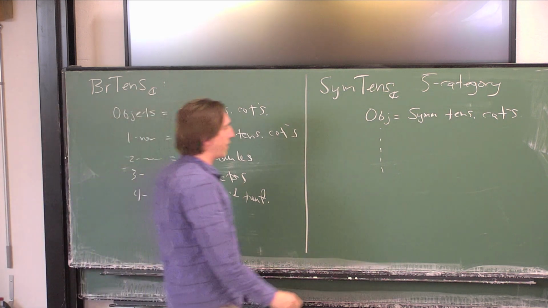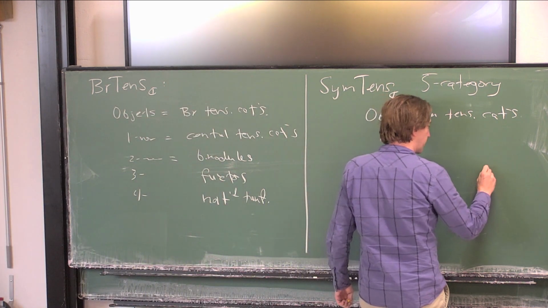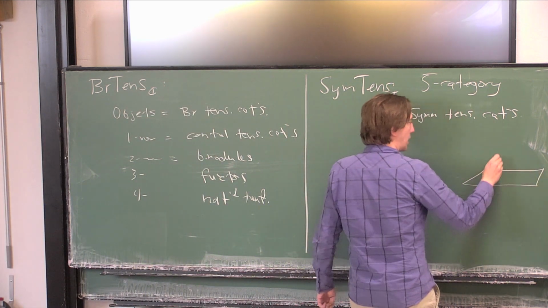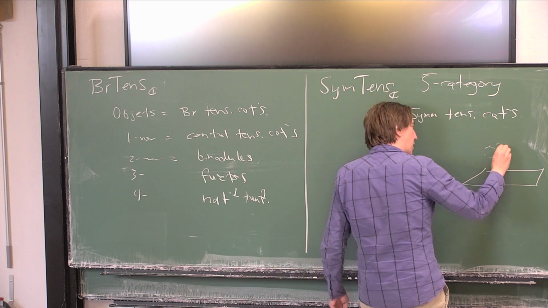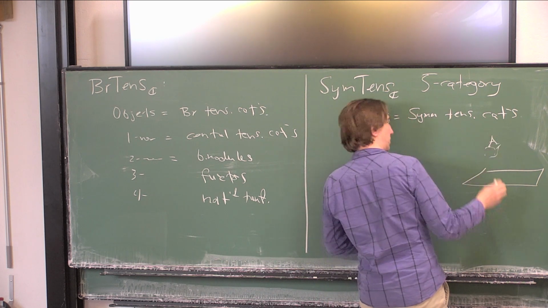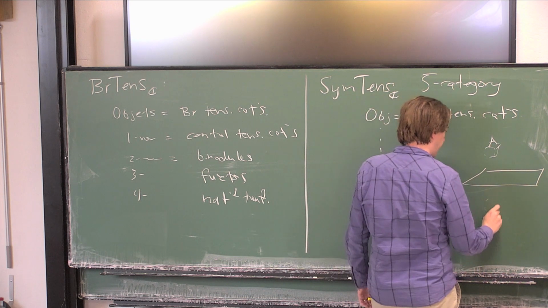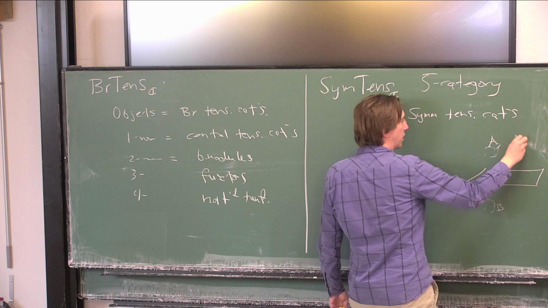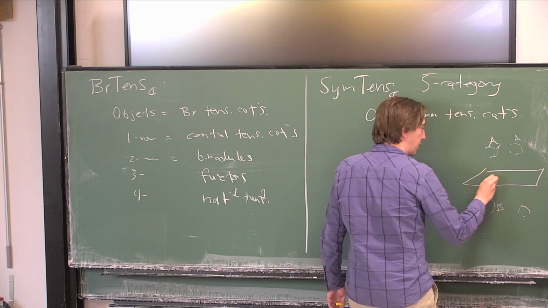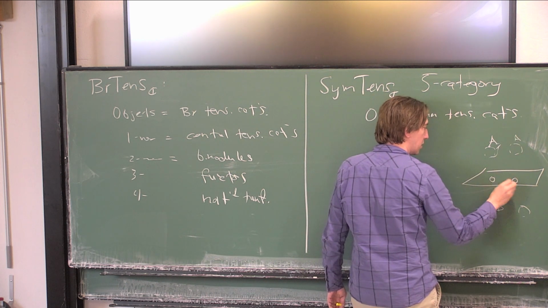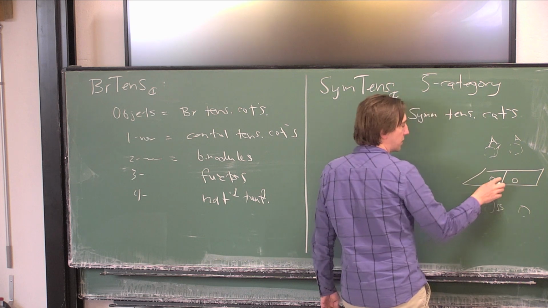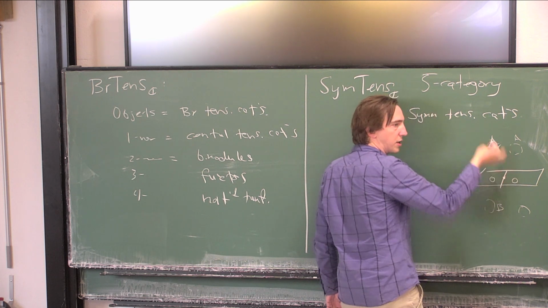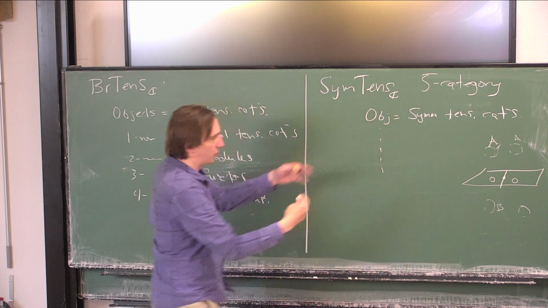And the picture you should have in mind, of course, is now we draw pictures in 3D. So we've got 3-dimensional balls, and they're moving around up here. Then we've got a braided tensor category, and then we've got line operators, and we've got point operators, and the whole thing. Okay, so this whole rich structure.